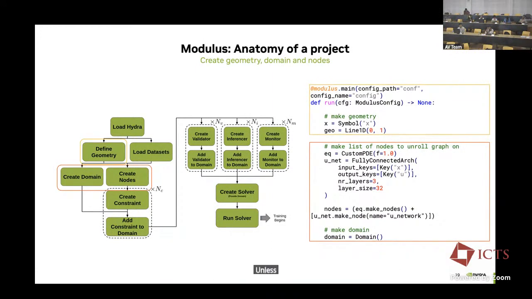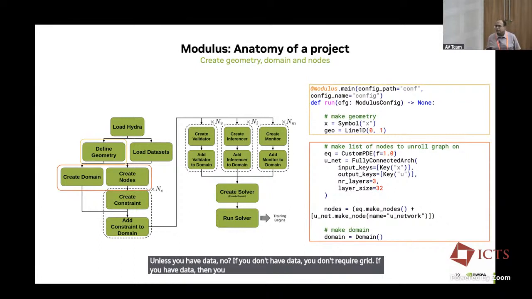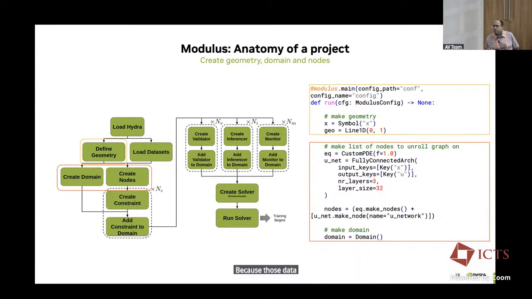Unless you have data, no? If you don't have data, you don't require a grid. If you have data, then you require a grid because those data points will be on some grid.